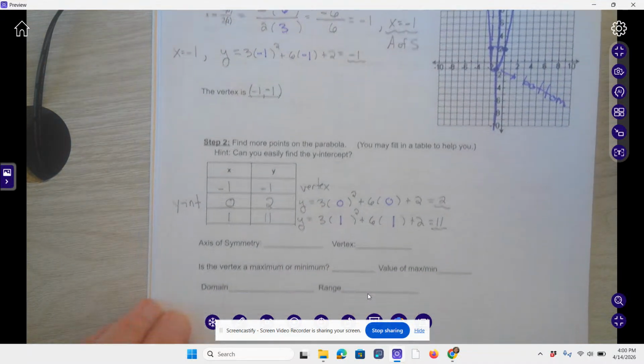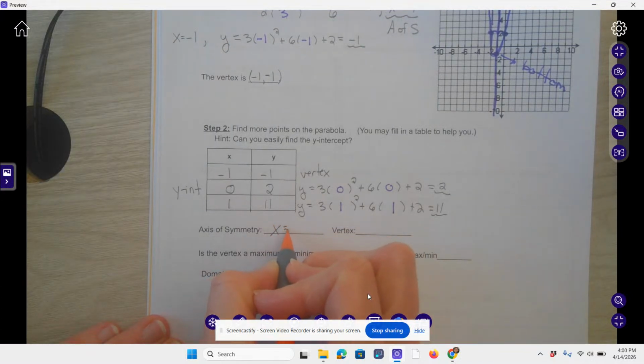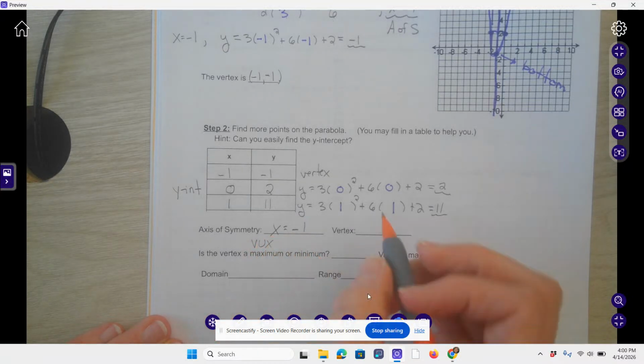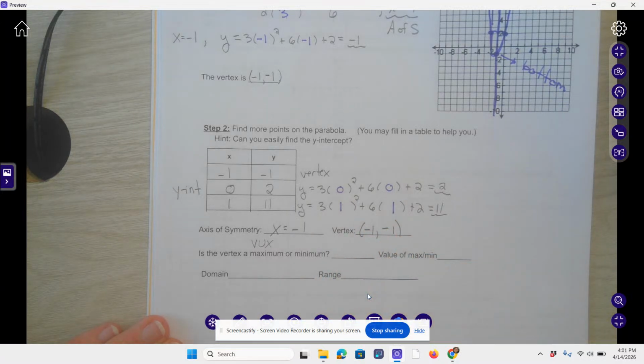All right, now let's fill in everything down here. Axis of symmetry, we know what that is. That is x equals -1. Don't forget, it has to be x equals -1. It is a vertical line, so you need the x equals. Our vertex we know is at (-1, -1).